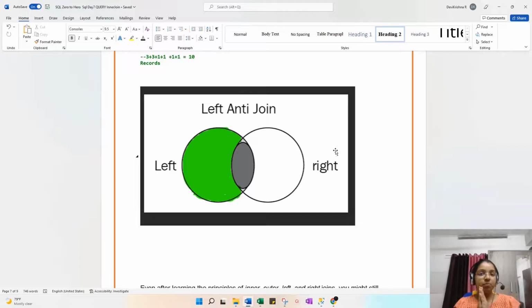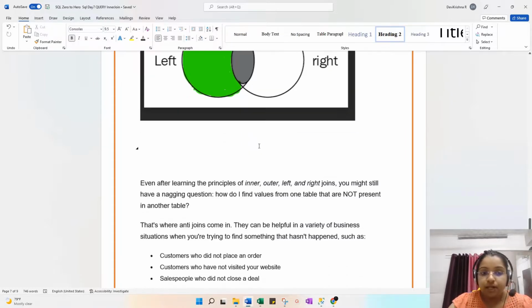So this is the left table. Here we are discussing the left anti-join. That means we don't need the inner portion, we only need the outer portion from the left table.